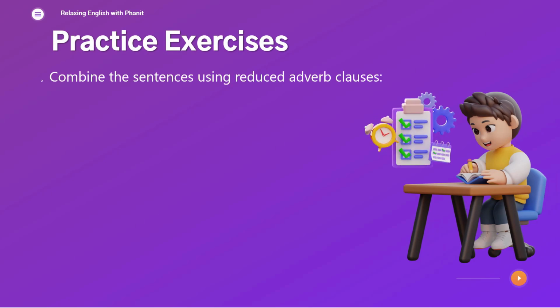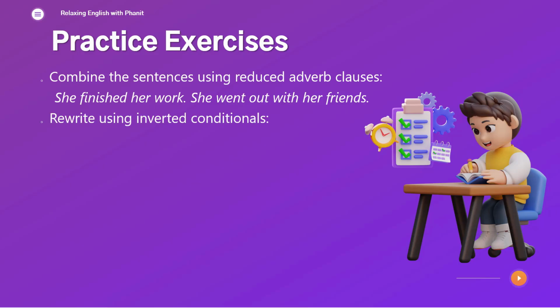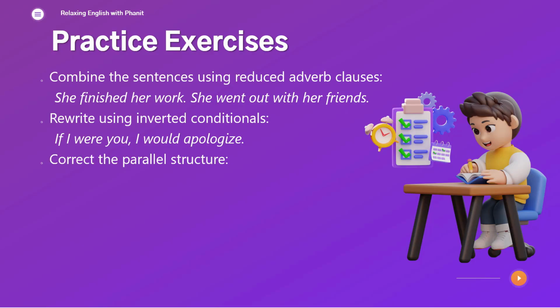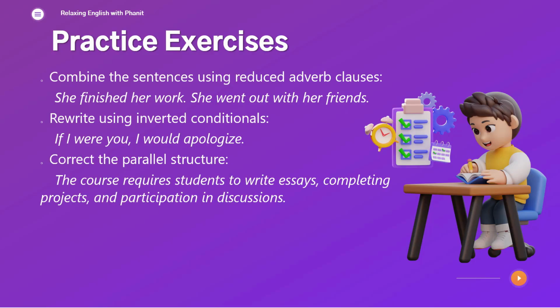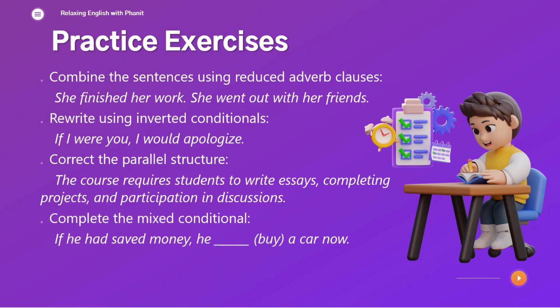Here are some exercises for you. 1. Combine these sentences using a reduced adverb clause. She finished her work. She went out with her friends. 2. Rewrite this sentence using inverted conditionals. If I were you, I would apologize. 3. Correct the parallel structure in this sentence. The course requires students to write essays, completing projects, and participation in discussions. 4. Complete this mixed conditional. If he had saved money, buy a car now. Pause the video and take your time. When you're ready, let's check your answers.